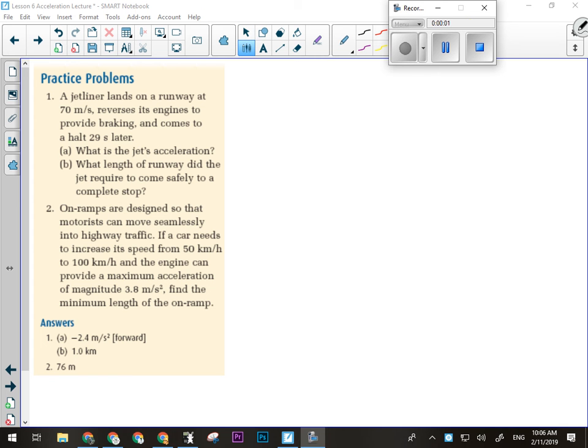With these questions, remember that we were working on our very last formula. That's this one, VF squared equals VI squared plus 2AD. I think we actually went through 1A together before the bell rang. We found out that you actually didn't need that formula to get the jet's acceleration, but you did need that formula to do part B.